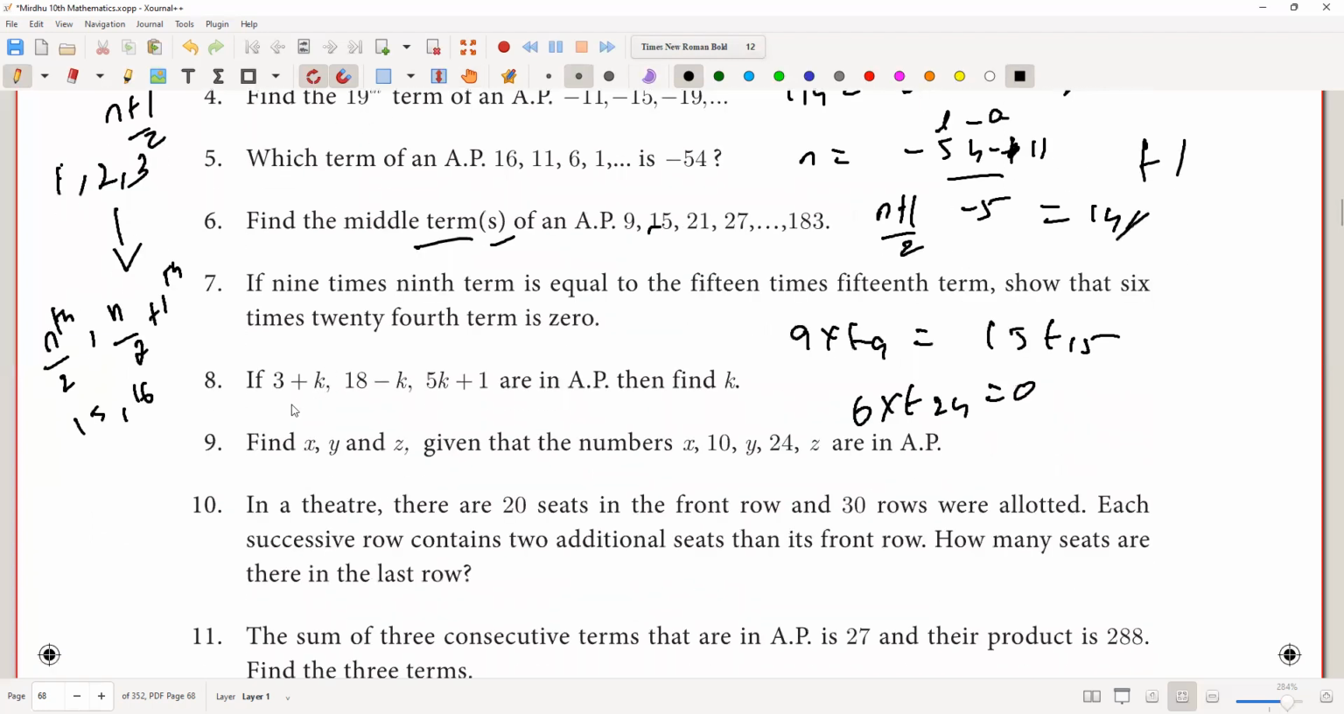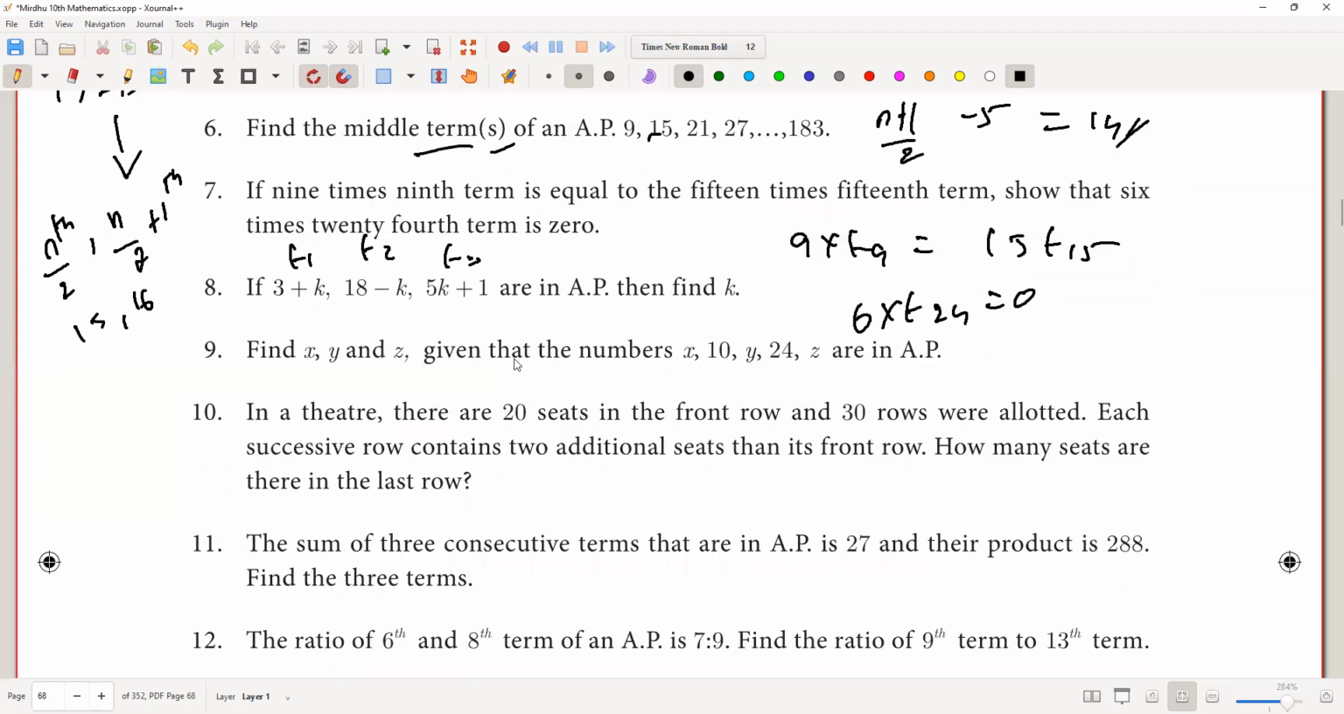Alright. Here the three terms T1, T2, T3 are in AP. So T2 minus T1 equal to T3 minus T2. Substitute it, you will get the K.